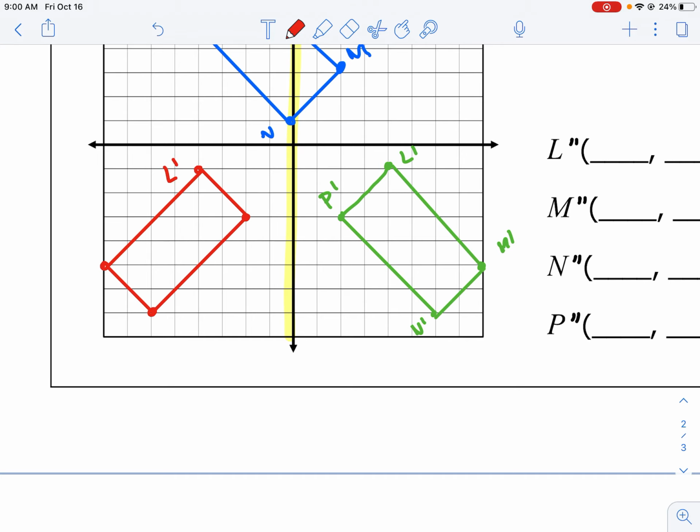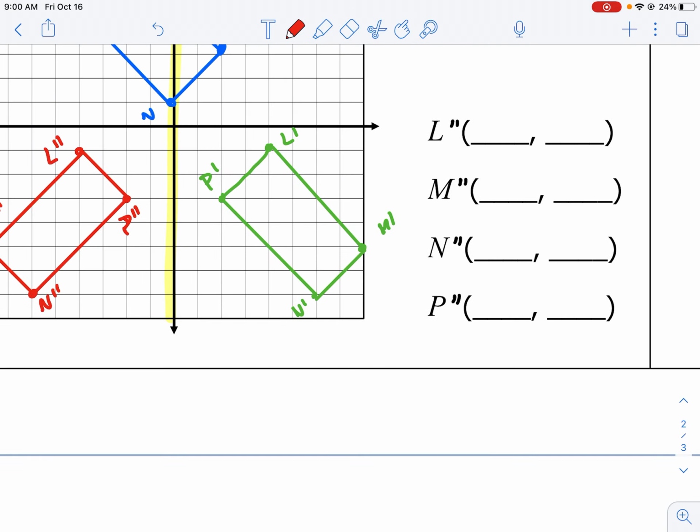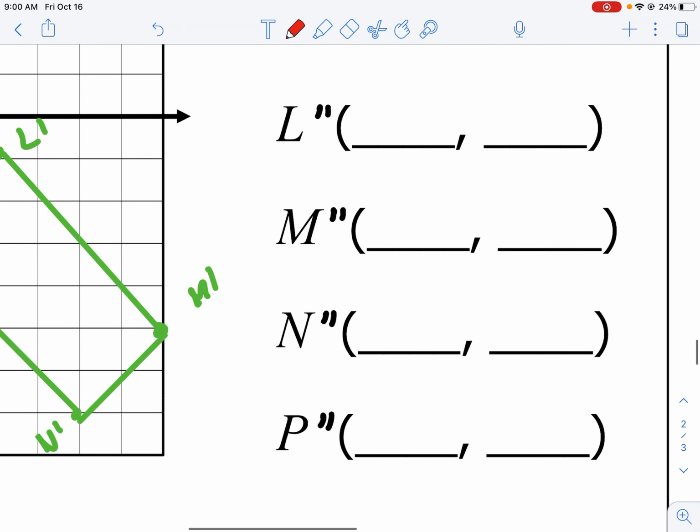So I have L double prime, P double prime, N double prime, and then M double prime. So again, just make sure you change, and that's my bad, y'all, make sure you change the L to L double prime, and then M double prime, and so on. And then we're just going to label our ordered pairs.